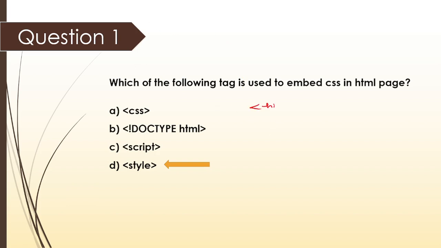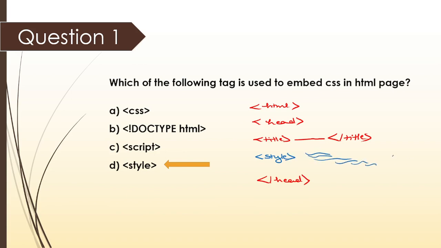Whenever we write HTML code, we write HTML, head, then the title, close the title tag and close the head section. Before closing the head section, you should write the style tag, write any CSS properties that you want to apply in your program, and close the style tag. This is how you write the style tag, and it helps a coder to embed a cascading style sheet in an HTML page.